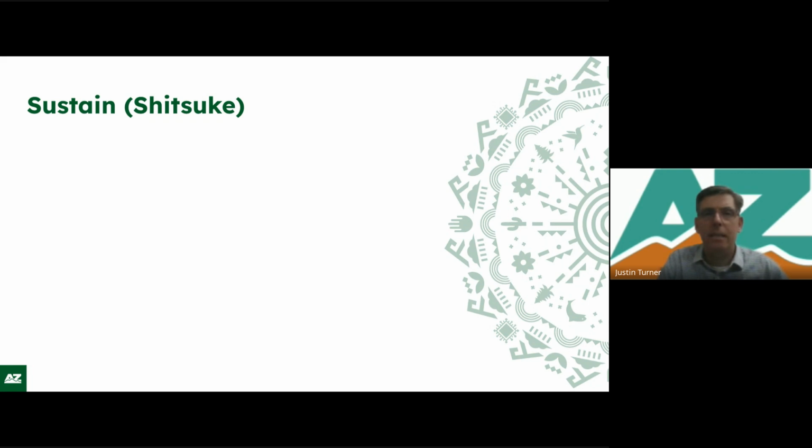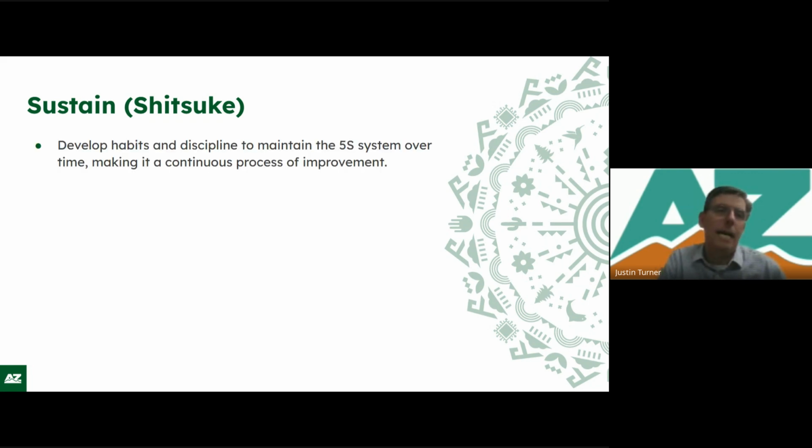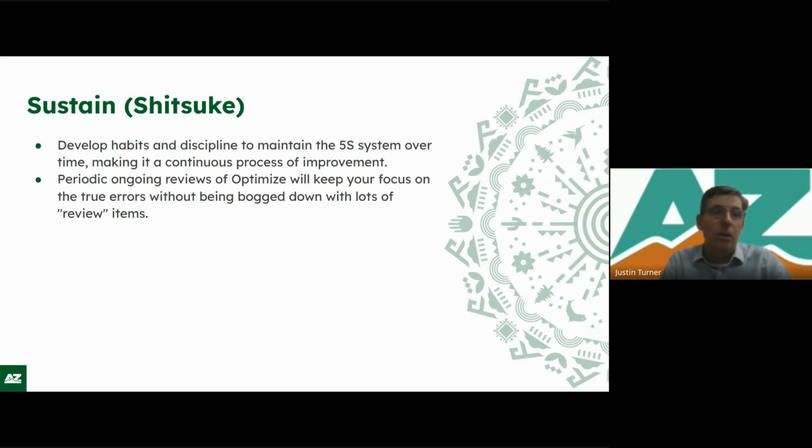So that brings us to sustain, which is the last of the S's. This is about developing the habits and discipline over time to maintain everything we put together on the first four S's. It's ensuring we have a culture of continuous process improvement. So it's about, at the end of Digital Dash, don't stop using the Optimize tool. Establish that process where every 2 weeks or once a month, depending on what your score is, you're in the habit of using the tool, continuously reviewing new items.